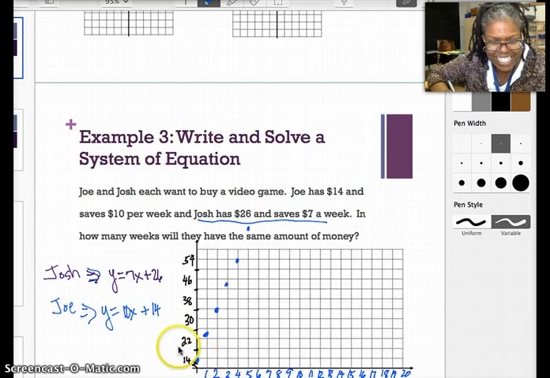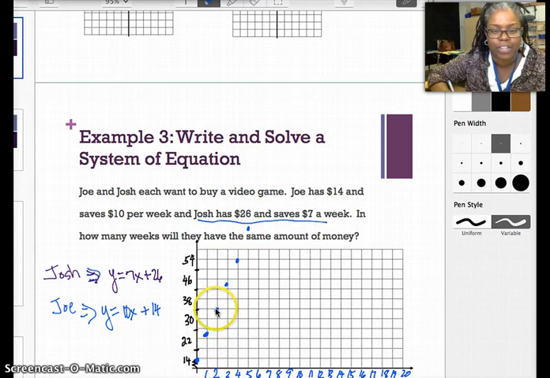So looking just at Joe, we see that he starts off at $14, add 10 more dollars, he has 24, add 10 more dollars, 34, 44, 54, and that'll be 64 all the way out there. And so the line that I'm going to draw for him, slowly and patiently and crookedly, looks like that.